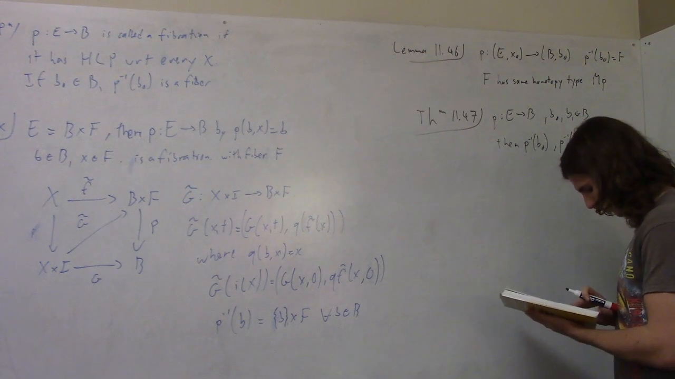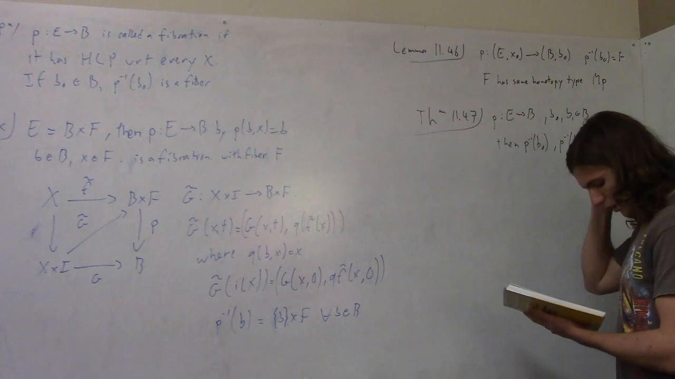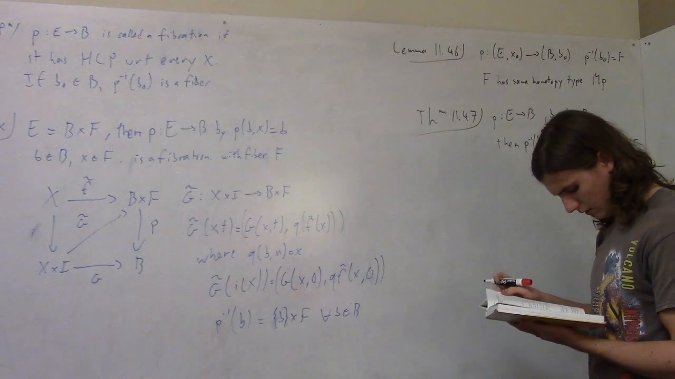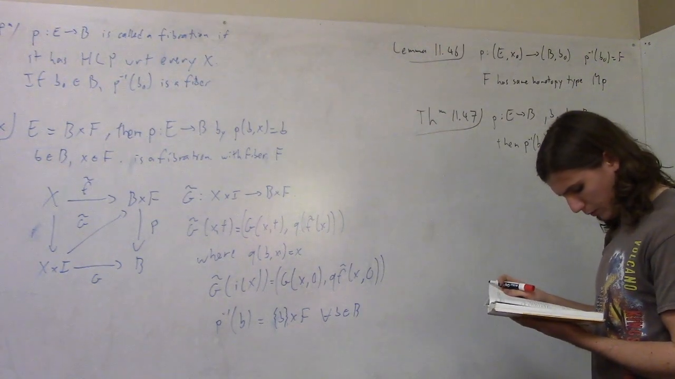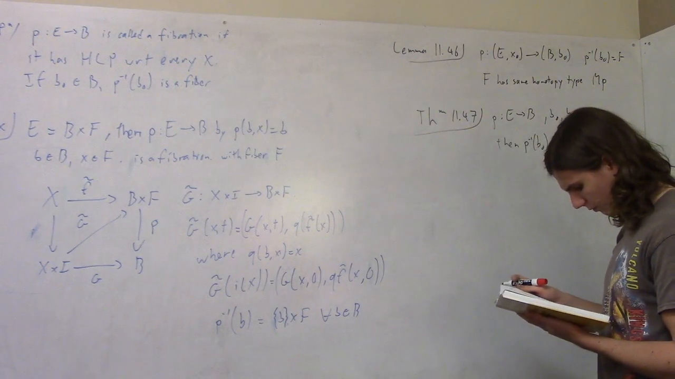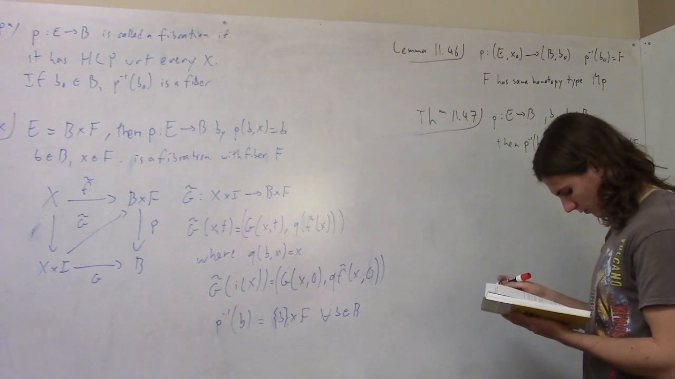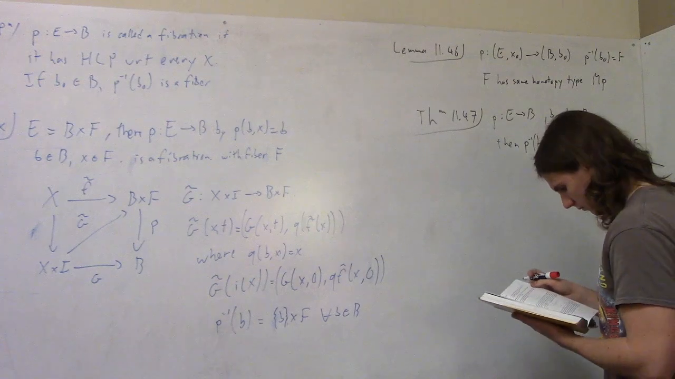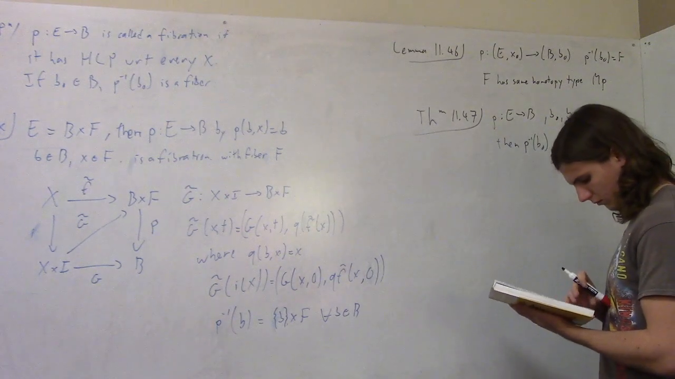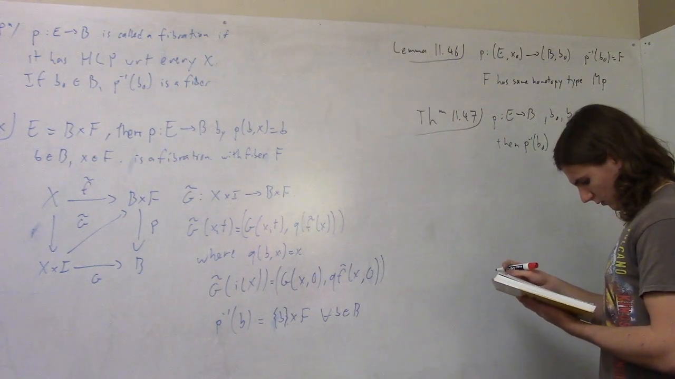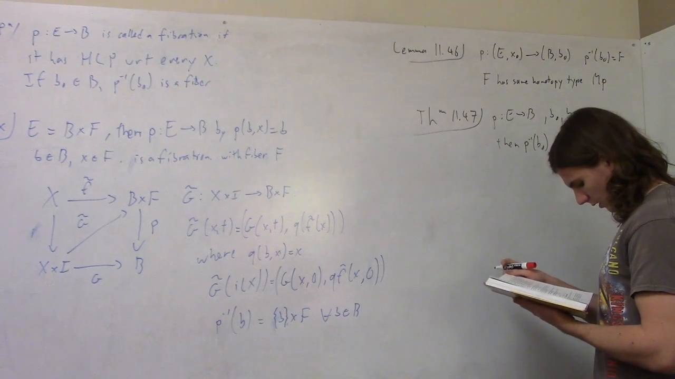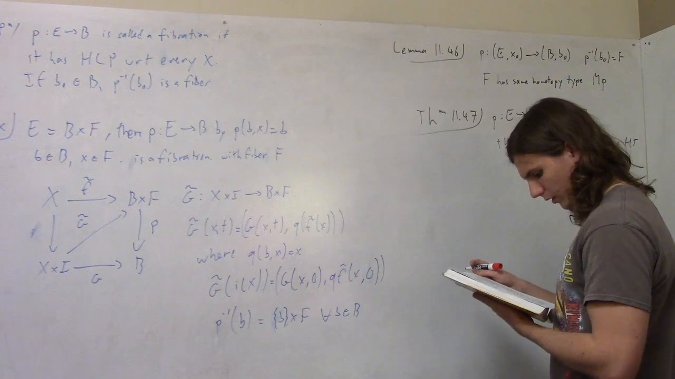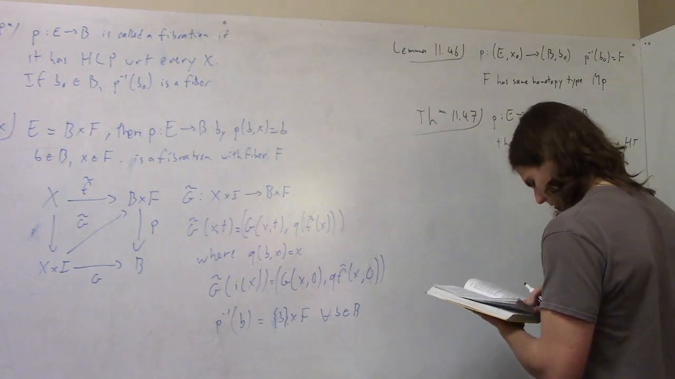I'm trying to pick out what's important. I think the fiber product is super important. Locally trivial bundles are important, so I'll get to that hopefully. I don't think I'm skipping anything too important.